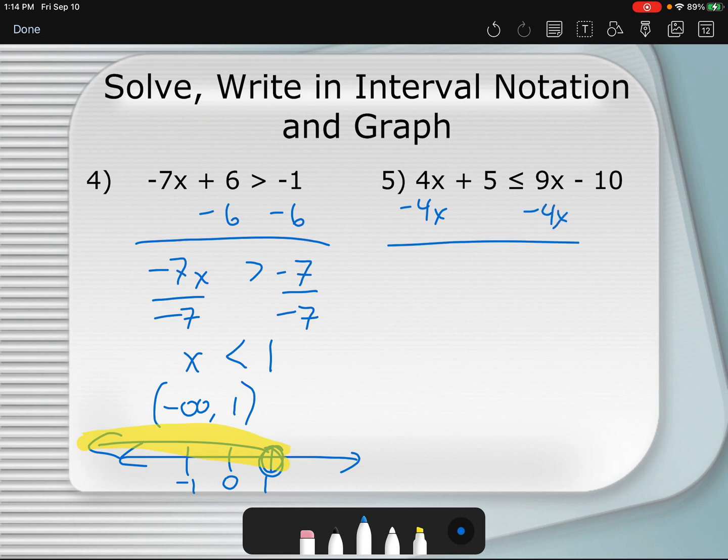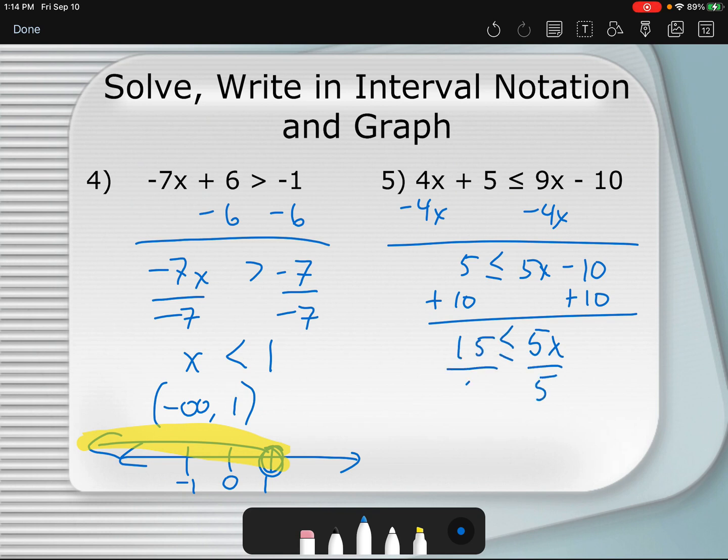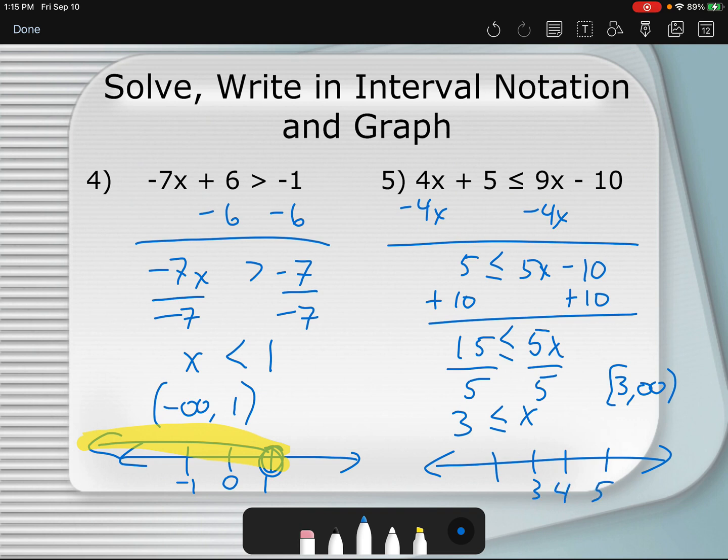Number 5, we have to solve for x just like we did before. Really the only different thing is that we need to flip the inequality. That's really the only difference if we divide by a negative. So we get x is greater than or equal to 3. This means that we're going from 3 to infinity, but it is included. So 3 is a part of the solution, so that's filled in, and we're going to infinity because it's greater than. So there's our graph.